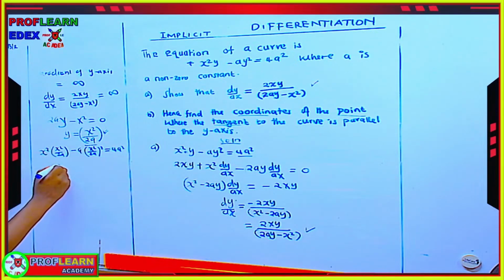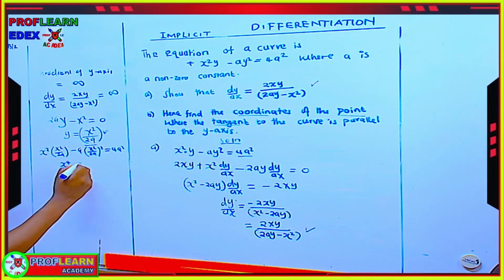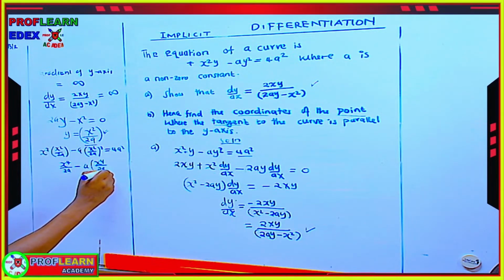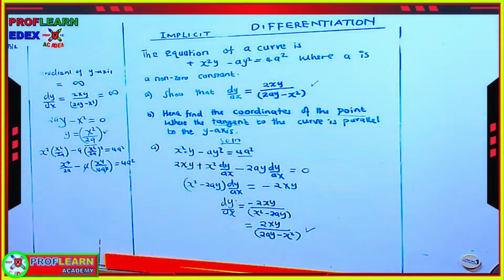So if we multiply this, we're going to have x to the power 4 over 2a minus, if we square this, basically a times x to the power 4 over 4a squared. Of course, this will cancel with one of the a's, and then we should have 4 at that point. So once we have this, we can say our expression x squared over 2a minus x to the power 4 over 4a is equal to 4.